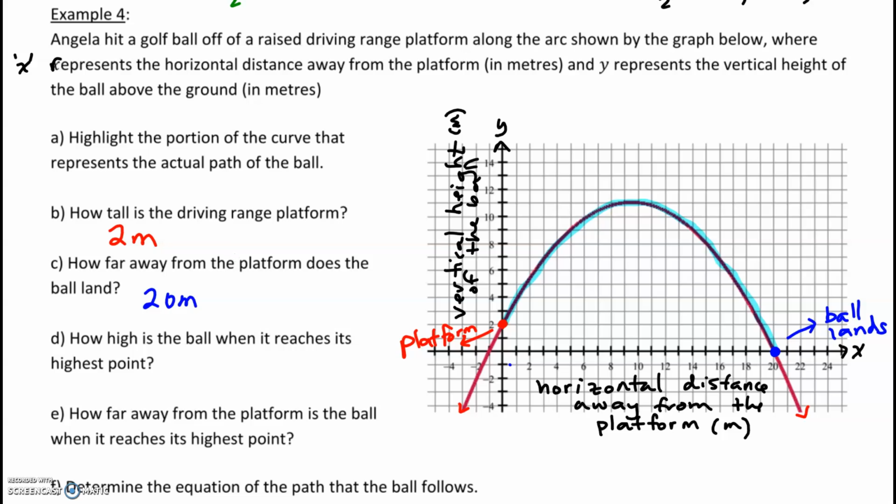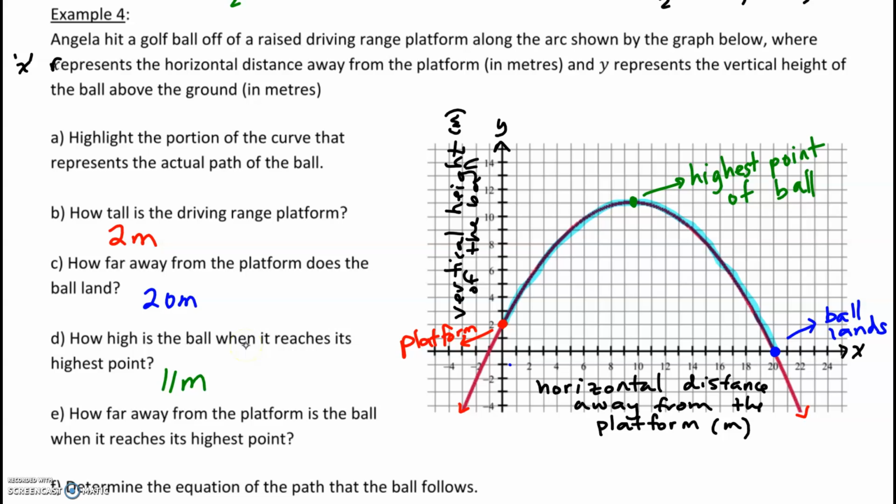Next is how high is the ball when it reaches its highest point? So the highest point is going to correspond to the vertex. So right here, this is the highest point of the ball. So the highest point of the ball, if I look, that looks like it's 11 meters.